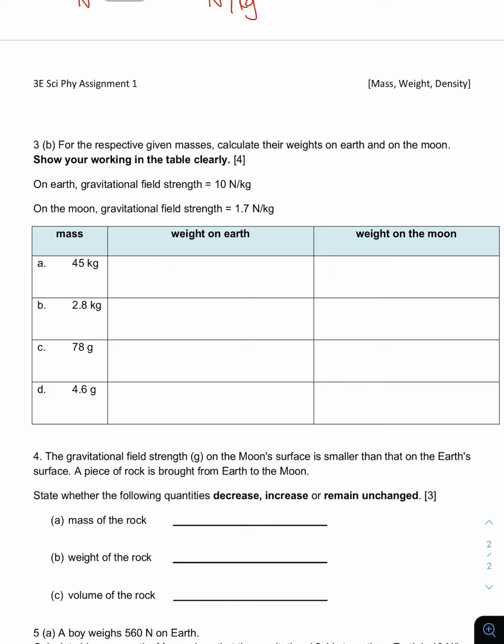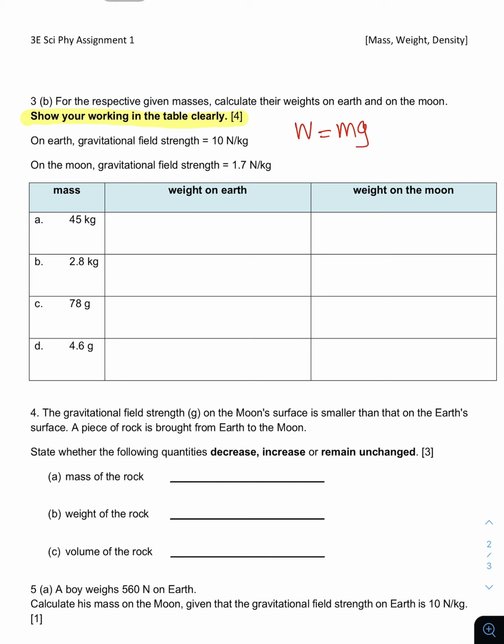They tell you that we are given 4 different masses, A, B, C and D. We are to calculate the weights on Earth and on the Moon. They say show your working. They bolded it for you, and I seem to highlight this in a table clearly. So let's write the equation here so that we don't have to scroll everywhere. W equals mg. We need to show the working. So let's do the weight on Earth.